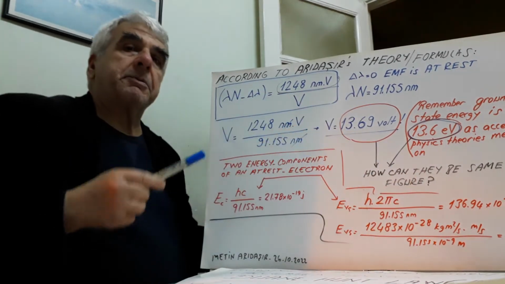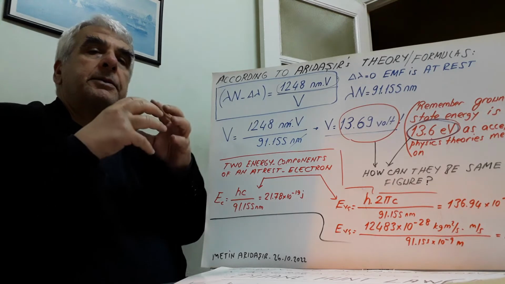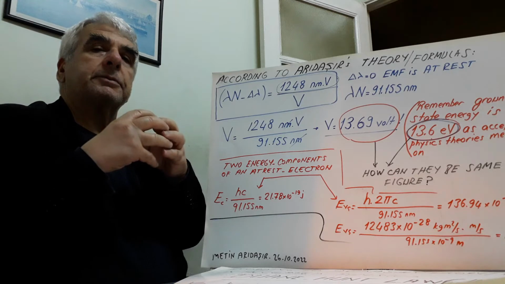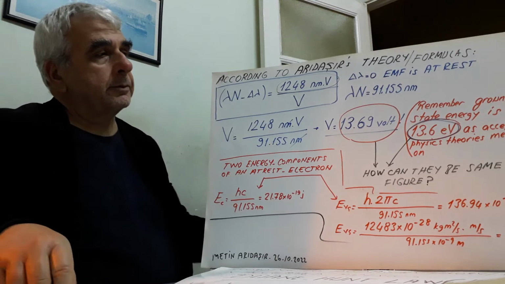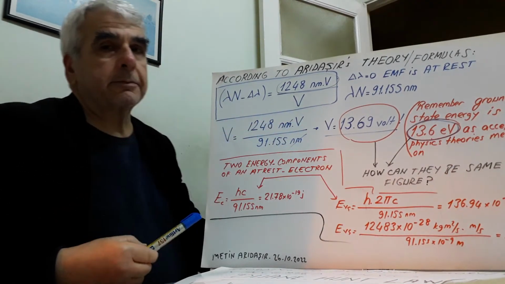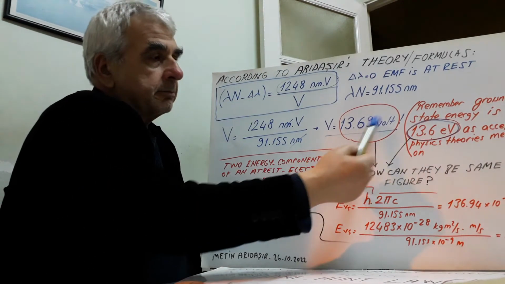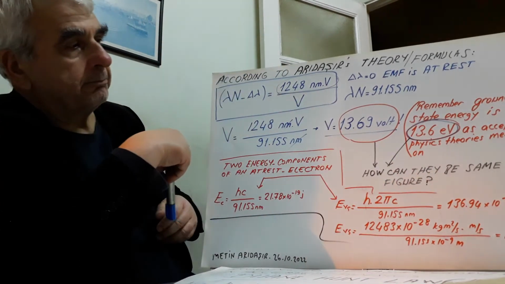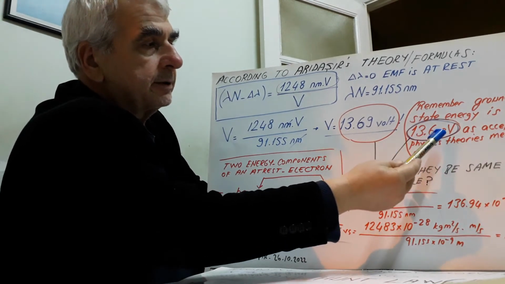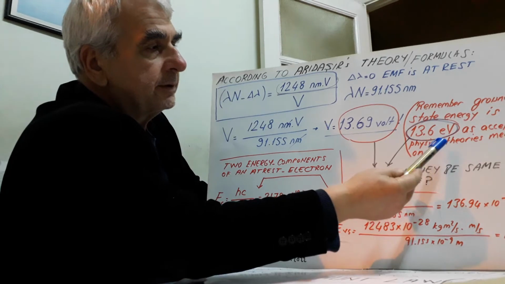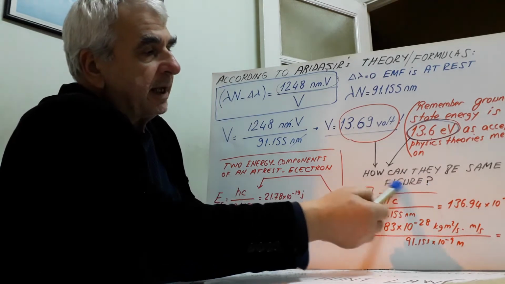Remember, this must remind you of the ground state of the hydrogen atom, a single electron motion form, with ground state energy 13.6 electron volt. But these figures are almost the same. Remember, ground state energy is 13.6 electron volt, as accepted physics theories mention. How can they be the same figure?